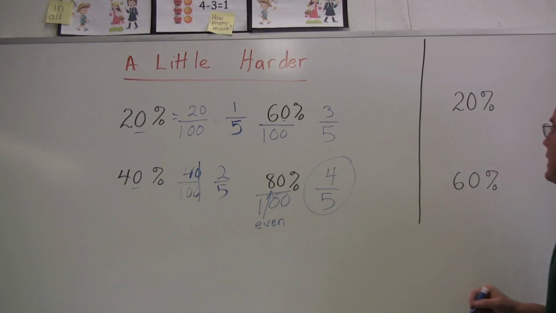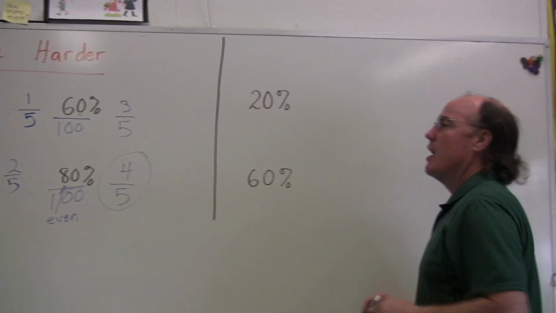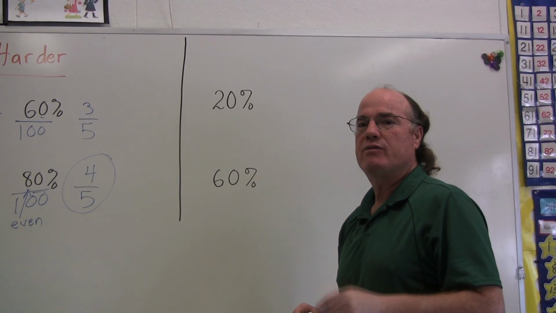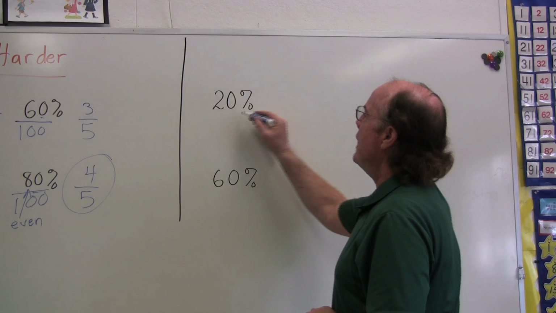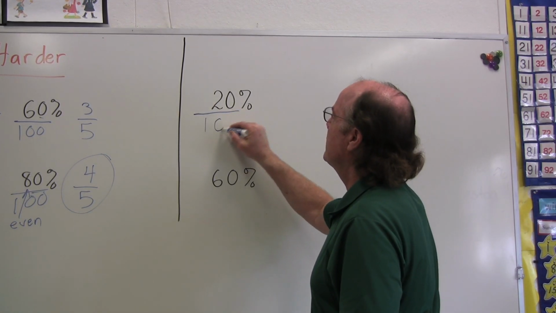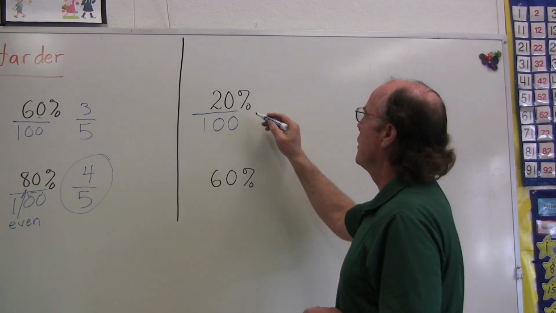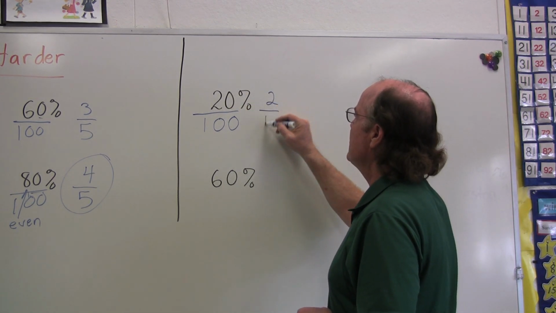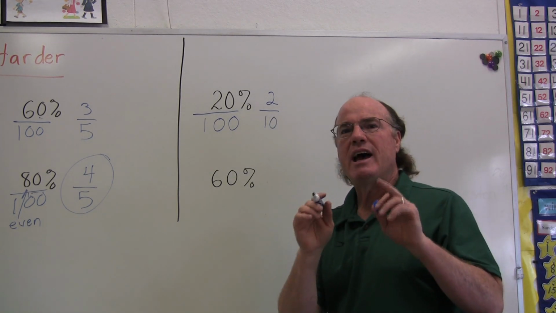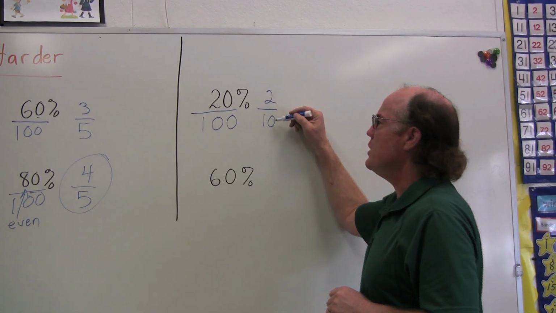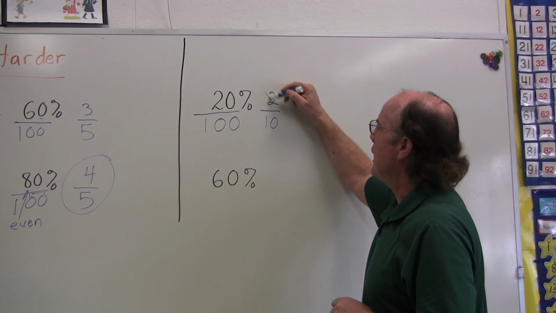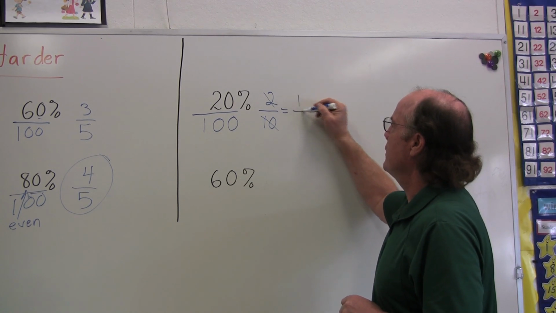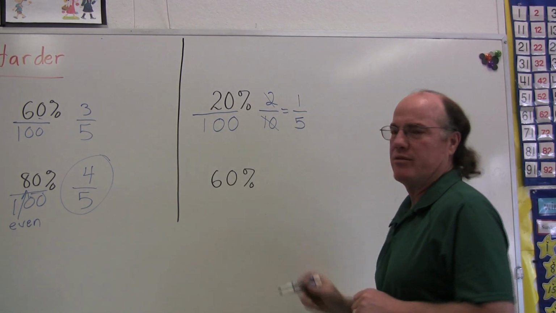Okay? Now, if we shift over here, I'm going to show you that, let's say you don't reduce it by 20 at the very first. It's okay if you just reduce it by 10 at first. So if we reduce this by 10, we go 2 tenths. But then you have to make sure you have 2 even numbers. So you're going to have to reduce these by 2 each. So 2 goes into there 1, 2 goes into there 5. Okay?